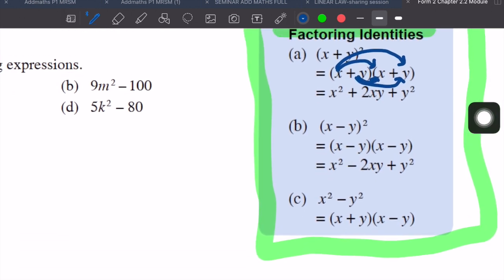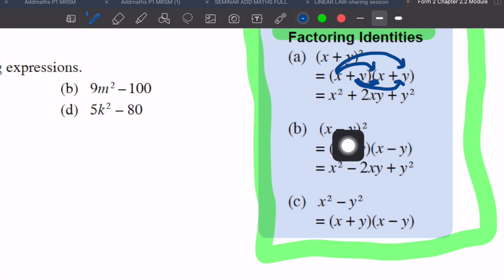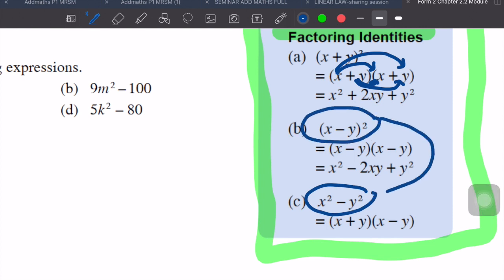The next factoring identities you have x minus y square, di mana x minus y square ni 2 kali x minus y. So x minus y, x minus y. And the last one, the third identities for factoring is x square minus y square. Please ingat, this and this are not the same. So when you see x square minus y square, the factoring identities is actually x plus y, x minus y. Satu ni tambah, satu ini tolak.